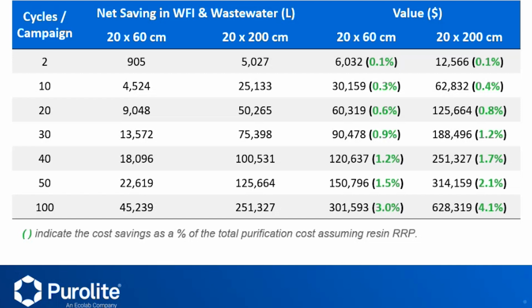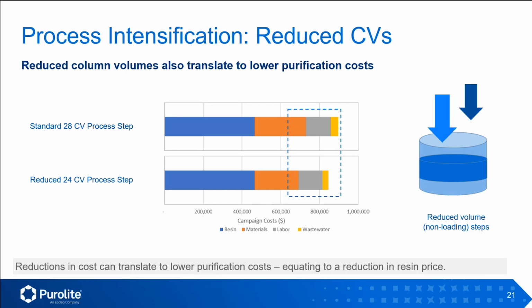So if your resin is $15,000, for instance, and you can get a 5% saving here, that could equate to a reduction in that $15,000 per litre resin cost down by about $750 per litre. So there's a lot of potential benefits that can be made. And you can see this with the campaign cost distribution here.